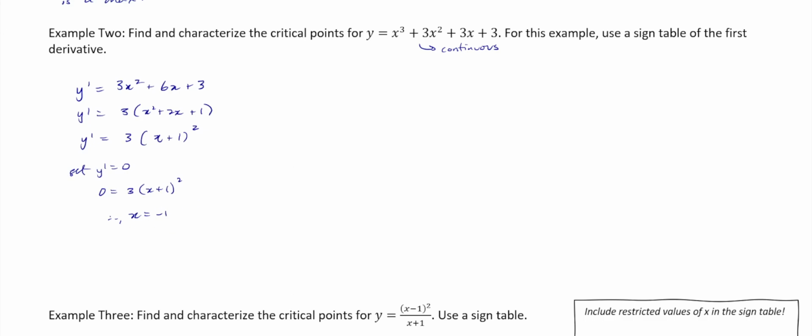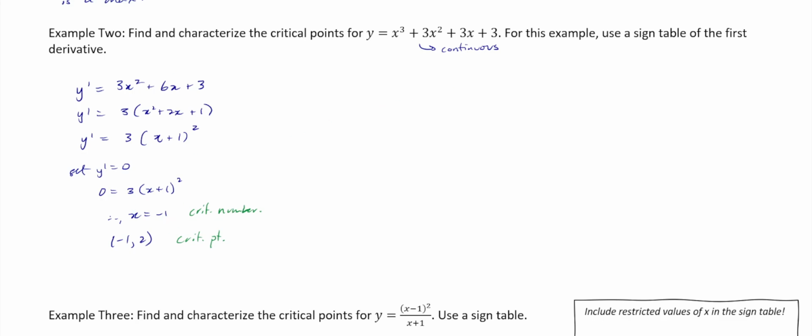I sub -1 back into this function right here to find the y value of that point. So I go -1 and sub that in over here. So -1 plus 3 times (-1) squared plus 3 times -1 plus 3, and I get 2. So just to be clear, this is what's called the critical number, and this is called the critical point.